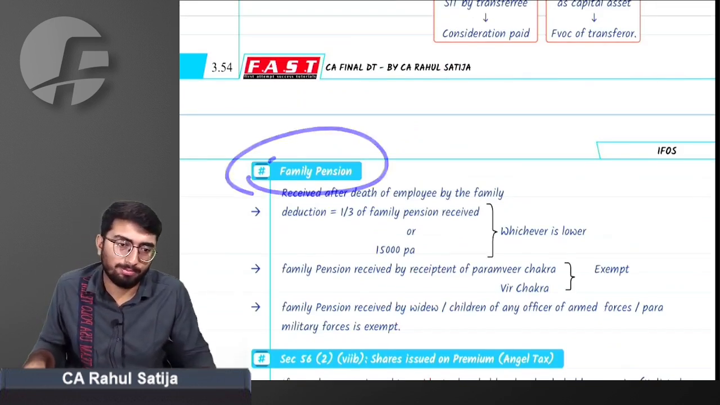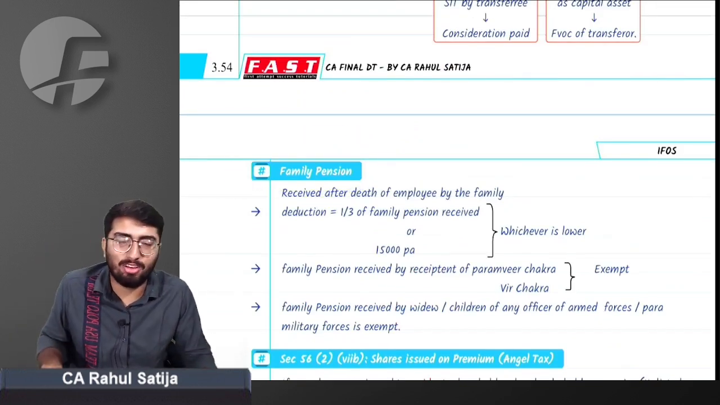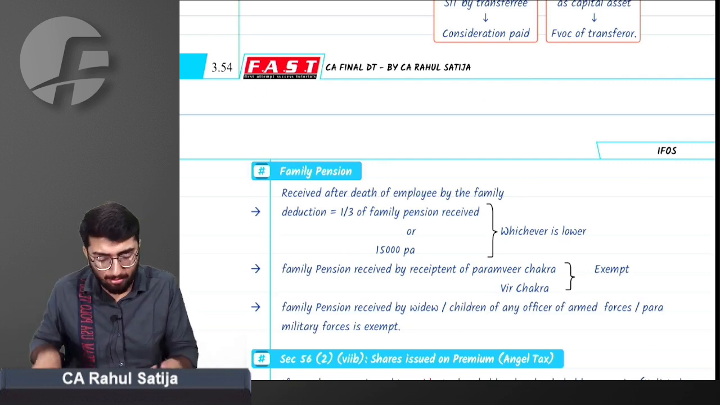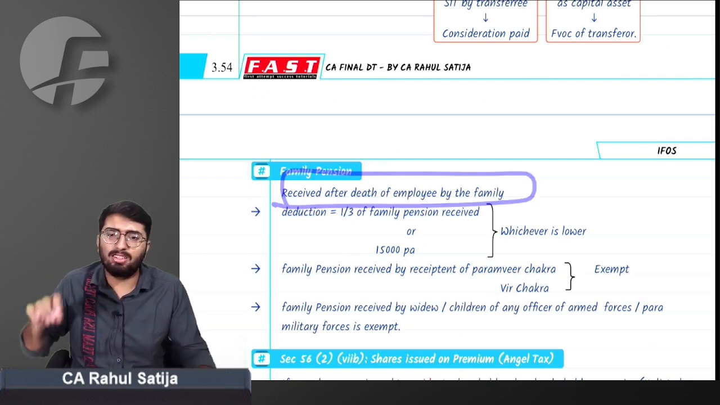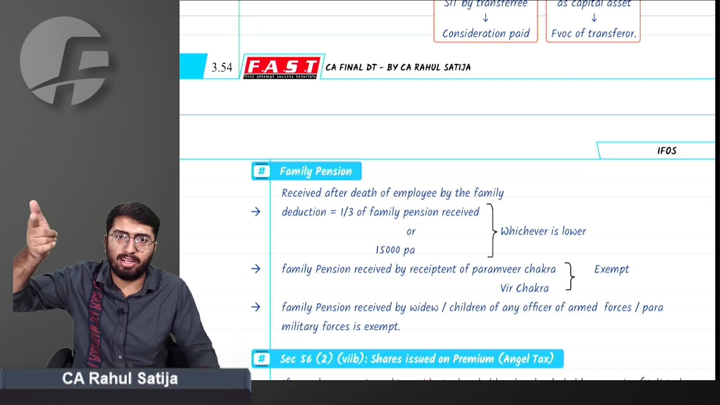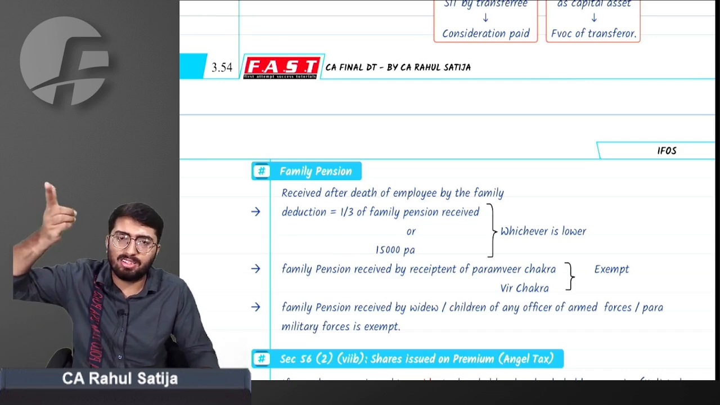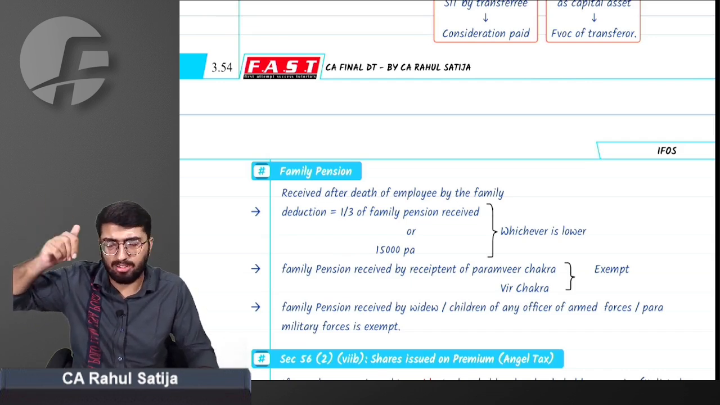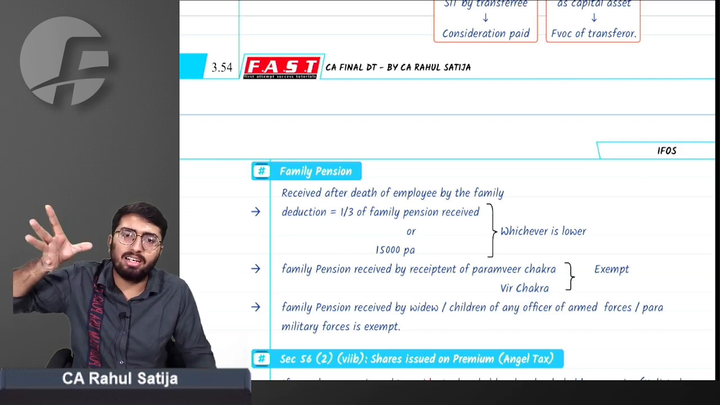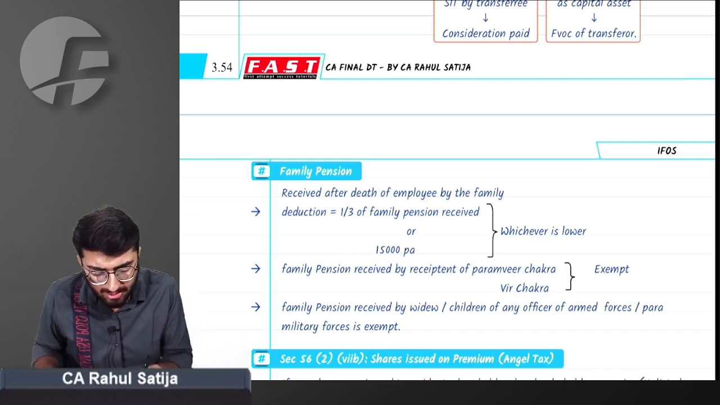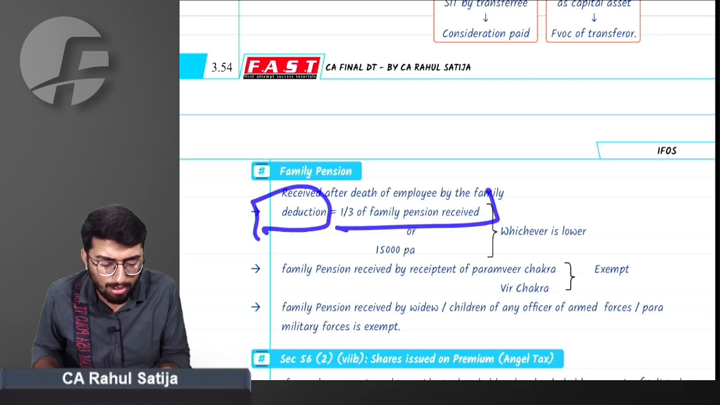Sir, family pension. What about family pension? How is family pension taxed? Normally, a family pension is received after the death of the employee. If any employee dies, many a time government employees' families receive family pension after the death of the employee. How do you get the deduction? The right answer is that the deduction allowed is 1/3 of the family pension received.